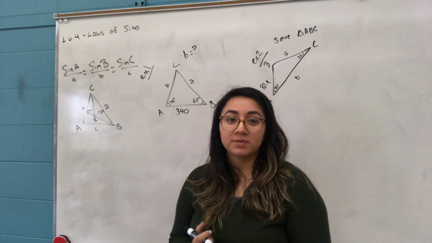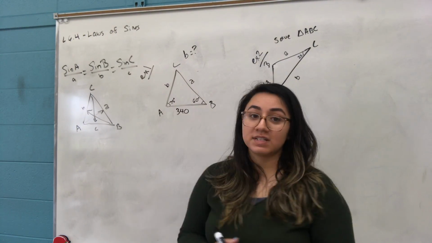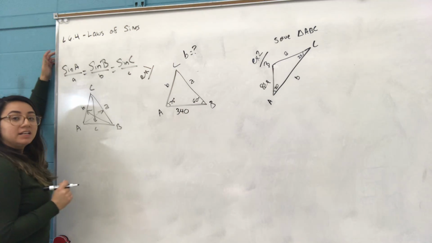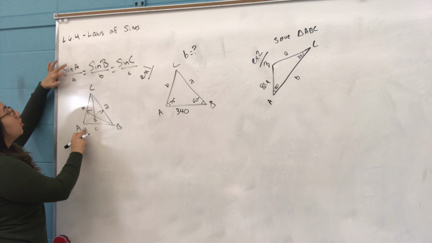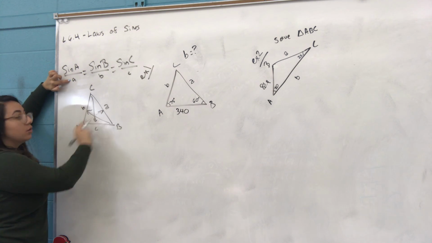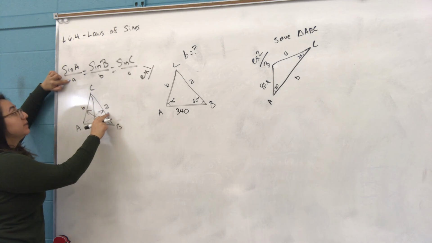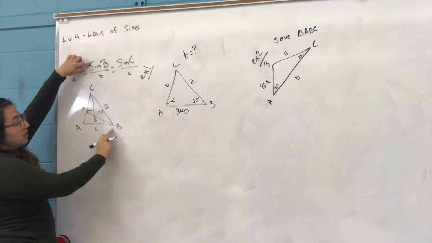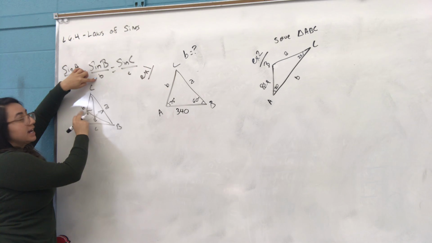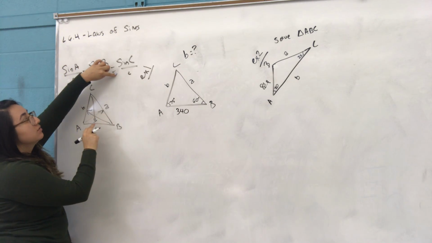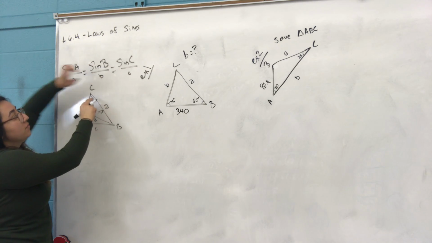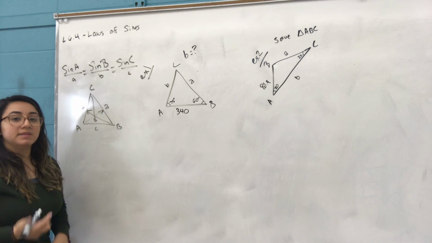Alrighty, welcome to pre-calculus. We're going to go ahead and start with the law of sines. To understand it, it's the sine of an angle over the side across from that angle, equal to the sine of another angle over the side across from that angle, and then equal to the sine of C over the side that's across from the angle.